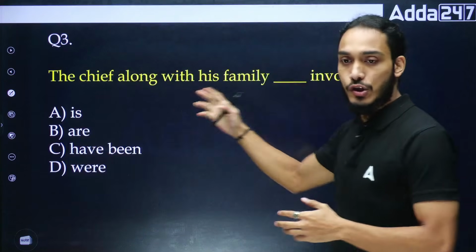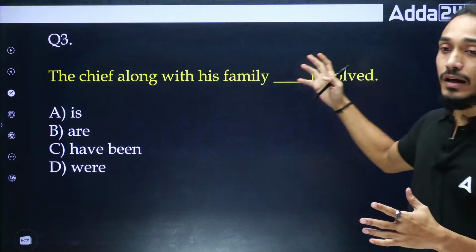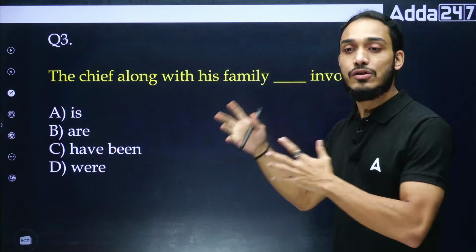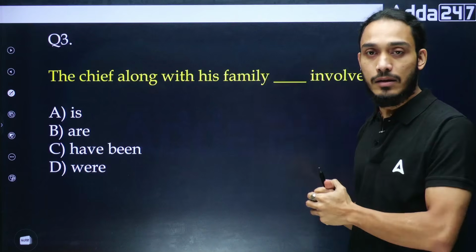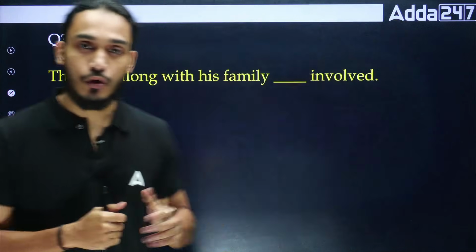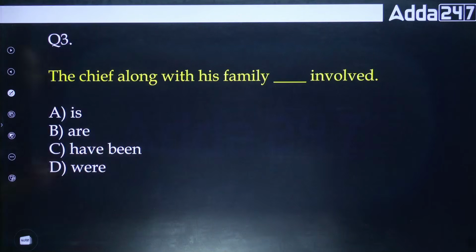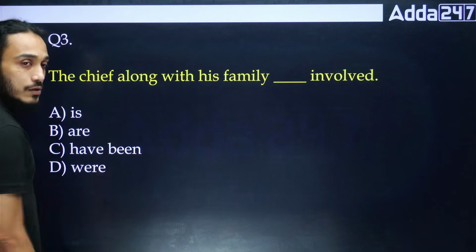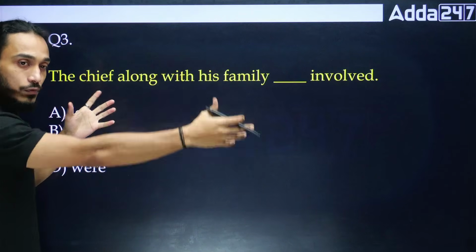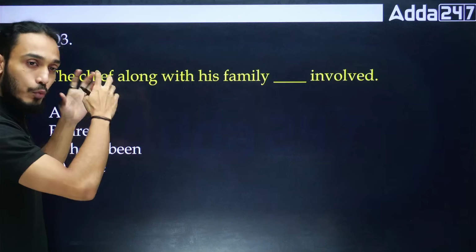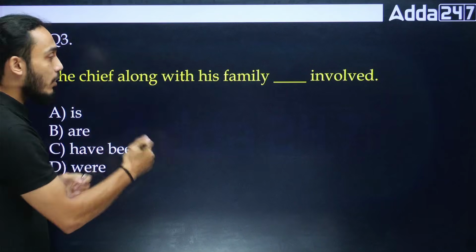Take a look at this sentence. The chief along with his family. What do you think is the subject of this sentence? Is it one subject or are there multiple subjects? Which word here is the subject, or which words here are the subjects? The sentence is saying the chief along with his family. Are we talking about the chief and his family? No, we are not talking about both. We are only talking about the chief.